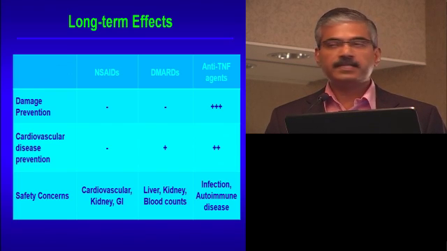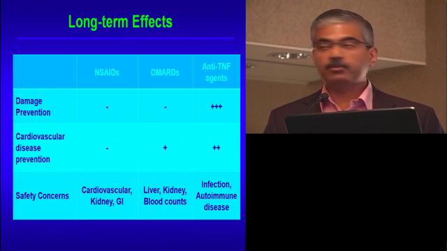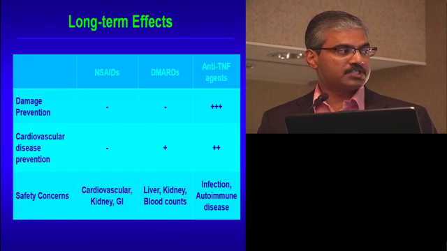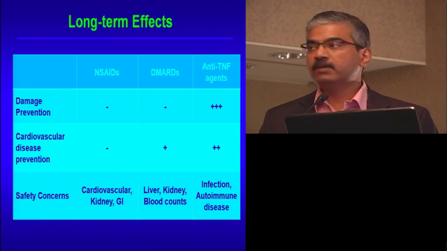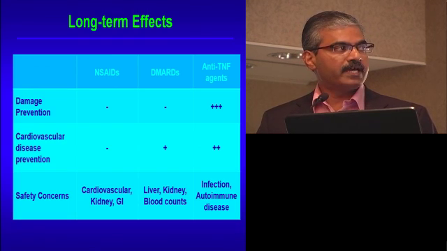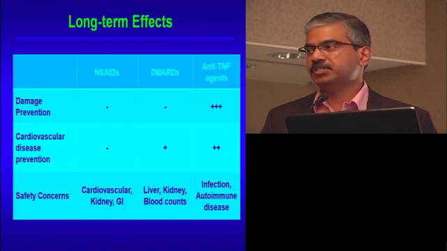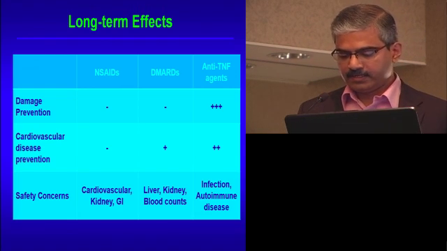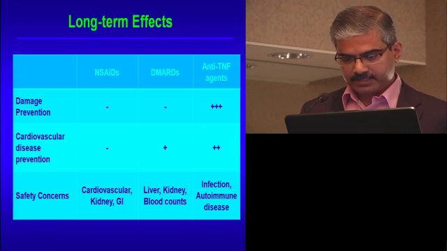And most importantly, safety concerns. With NSAIDs, we are worried about cardiovascular disease, kidney injury, and gastrointestinal problems. With DMARDs, you're worried about liver, kidney, and blood count. That's why you get your blood test done once a month. And with anti-TNF agents, it's mainly infection and inducing new autoimmune disease, which is a rare event but has been described.